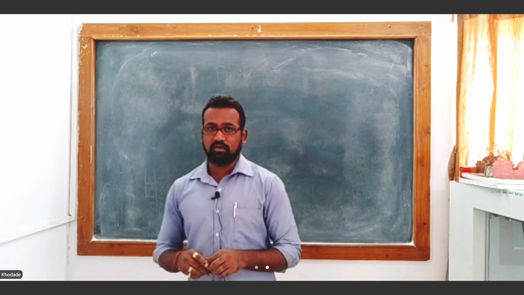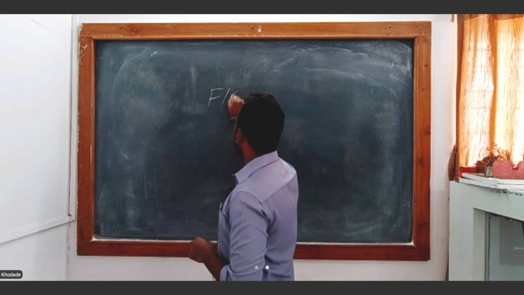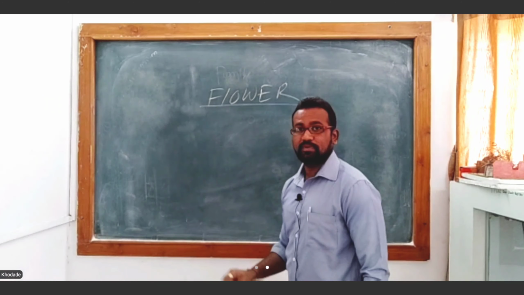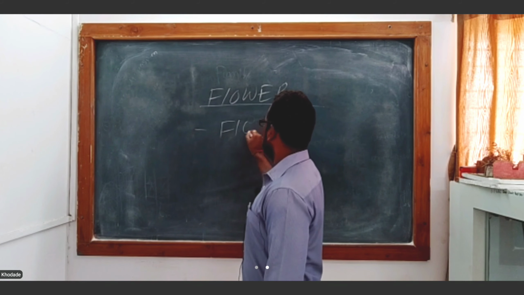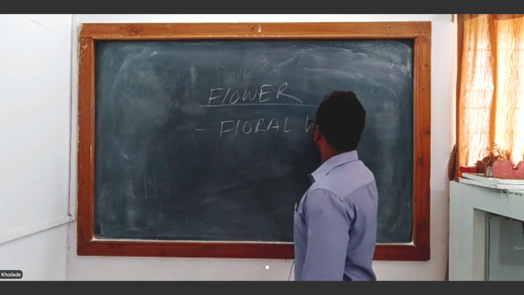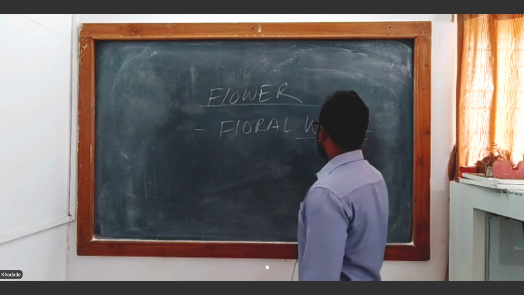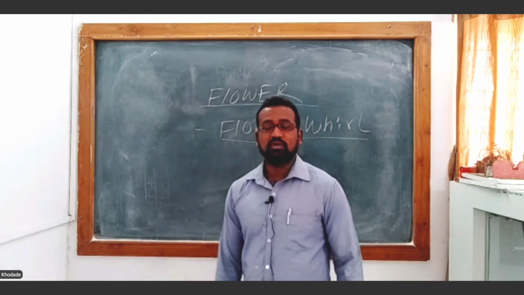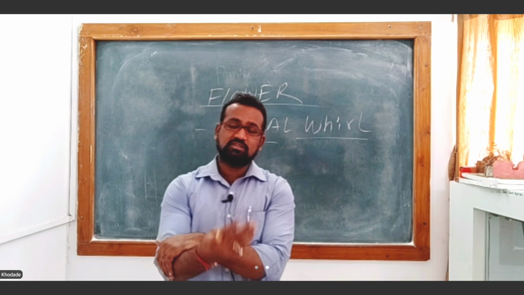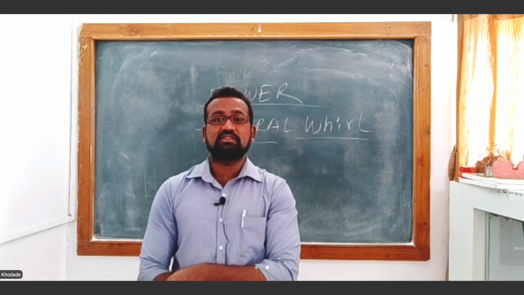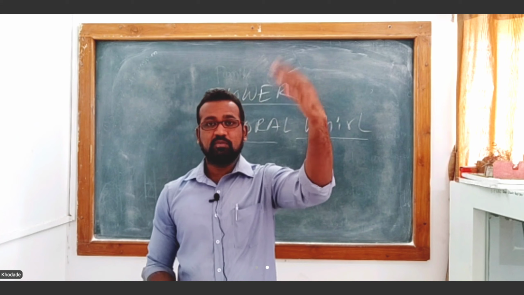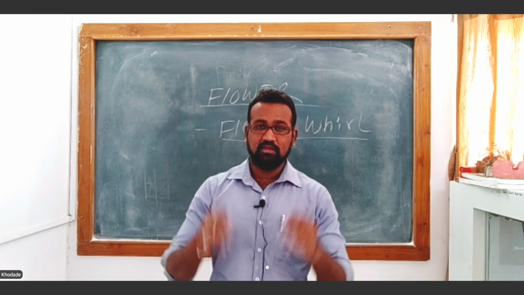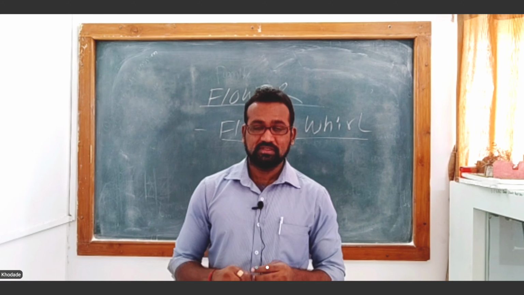In the previous portion we have seen the introduction, parts of the flower, and the symmetry of the flower. Here we are going to continue our discussion of the flower, but with respect to the floral whorl. So what is this floral whorl? If you remember, in the last video I said that a flower consists of calyx, corolla, male reproductive organ and female reproductive organ. Here in this video we are going to discuss in detail what this calyx and corolla mean.